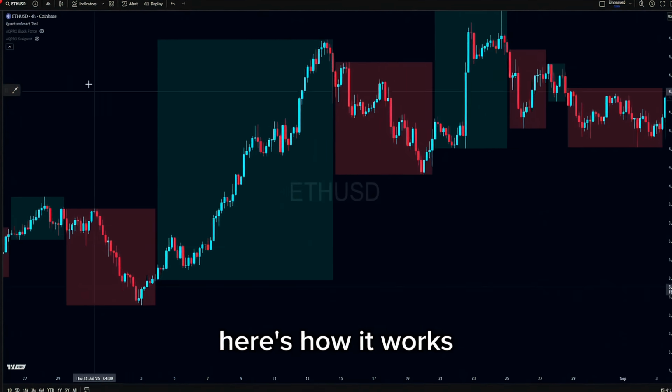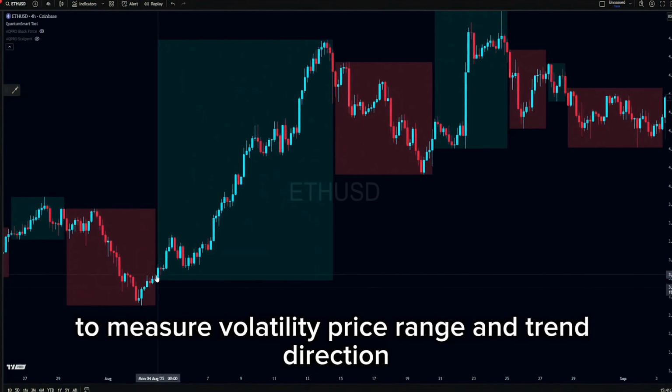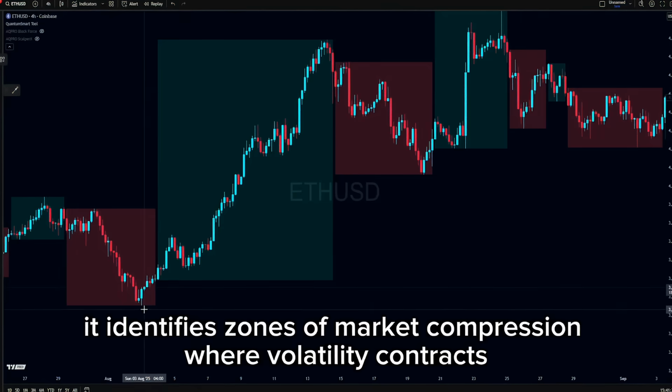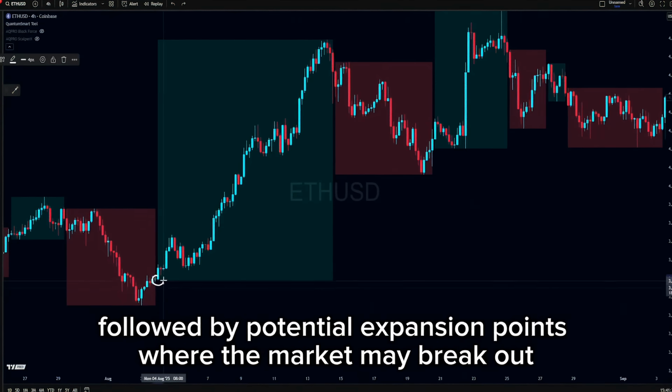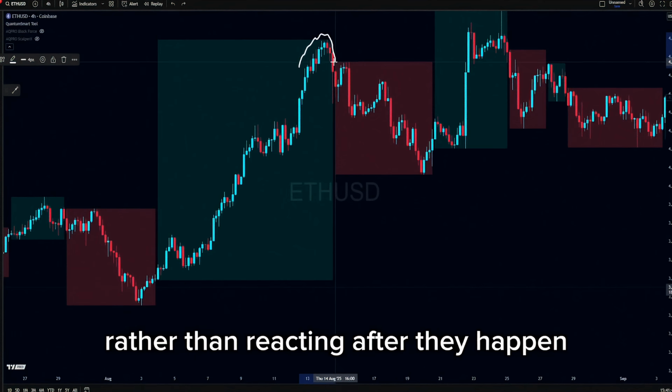Here's how it works. The indicator constantly scans the last several candles to measure volatility, price range, and trend direction. It identifies zones of market compression, where volatility contracts, followed by potential expansion points, where the market may break out. This allows traders to prepare for upcoming moves rather than reacting after they happen.